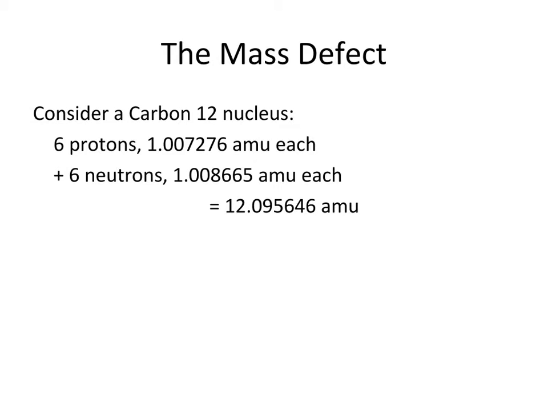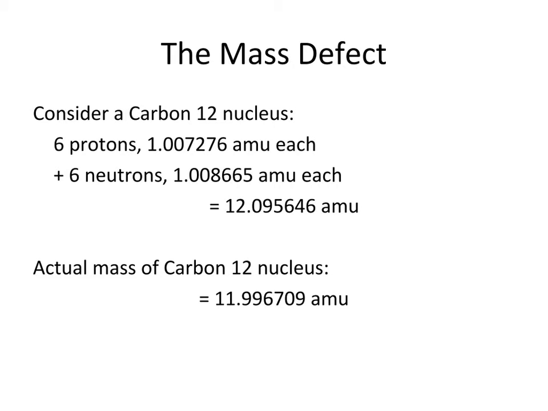Each of the protons has a mass of 1.007276 atomic mass units, and each of the neutrons has a slightly different mass, 1.008665 atomic mass units. So when we add all of that up, we get 12.095646 atomic mass units. The actual mass of a carbon-12 nucleus is 11.996709 atomic mass units, or AMU.